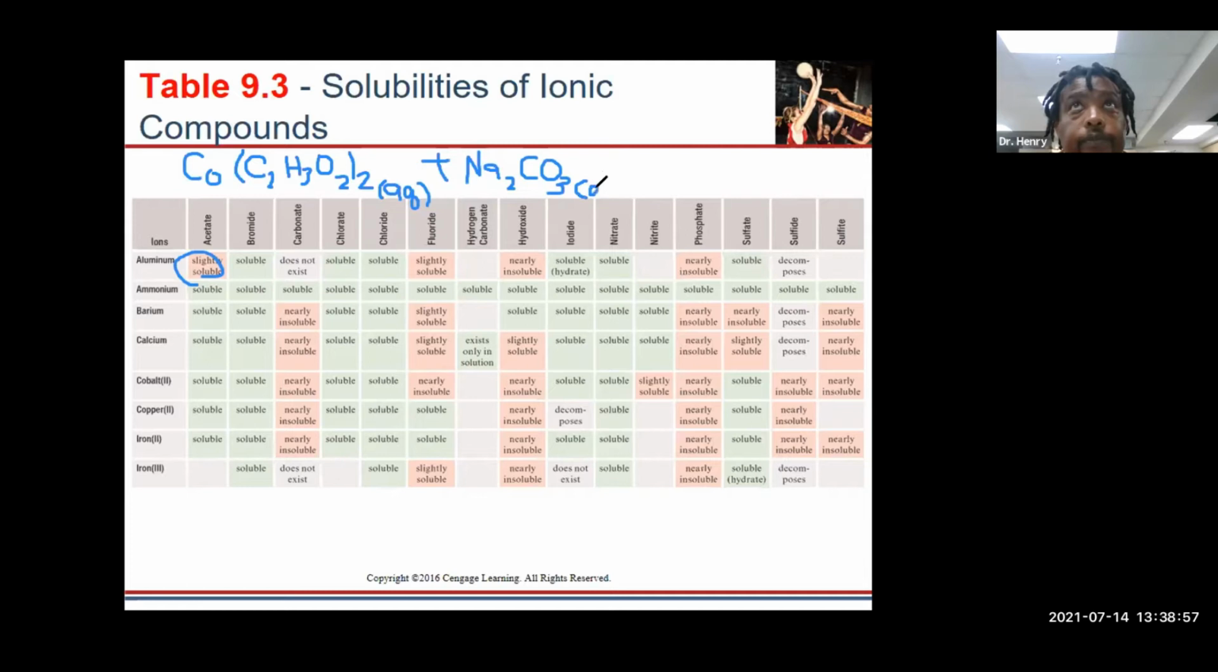AQ. So we know that anything that's a group 1 metal in aqueous solution is going to dissolve. So if it's with the chloride, it's going to dissolve. If it's with carbonate, it's going to dissolve. So any group 1 metal with any other thing is going to be able to dissolve. Okay.